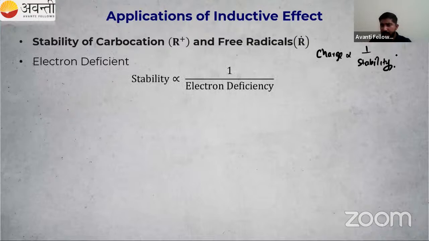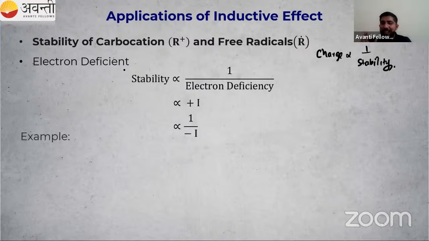Let us study that stability is proportional to electron deficiency, proportional to plus I, and inversely proportional to minus I. Okay, confusion, right? So let us take an example, then it will be pretty clear to you.